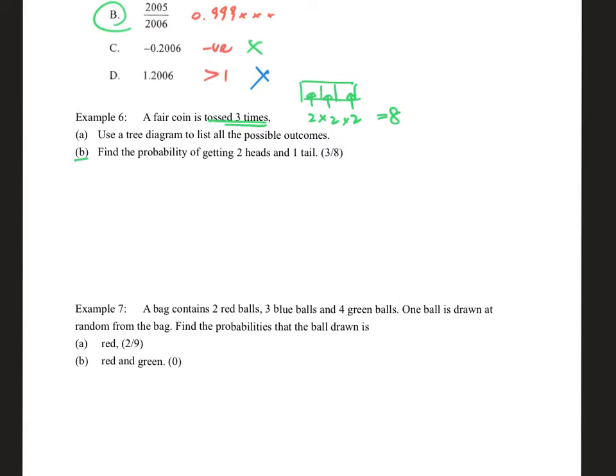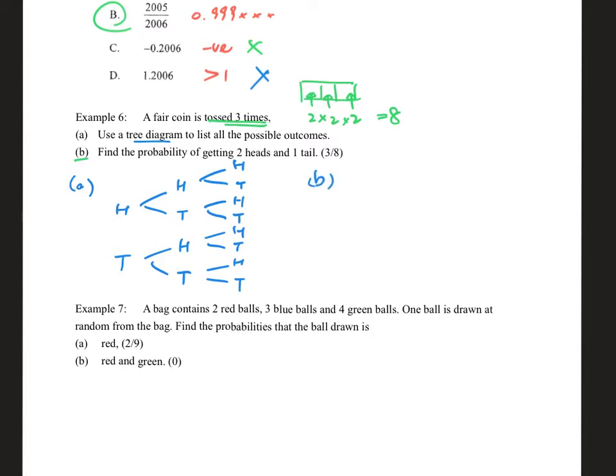But now, going back to the question, you are asked to use a tree diagram to list out all possible outcomes. Let's see whether you remember how to do it from the last chapter. First of all, you have head and tail, and then head and tail again for the second outcome, and you continue to draw the branches for each possible outcome. This is your tree diagram required in part A.